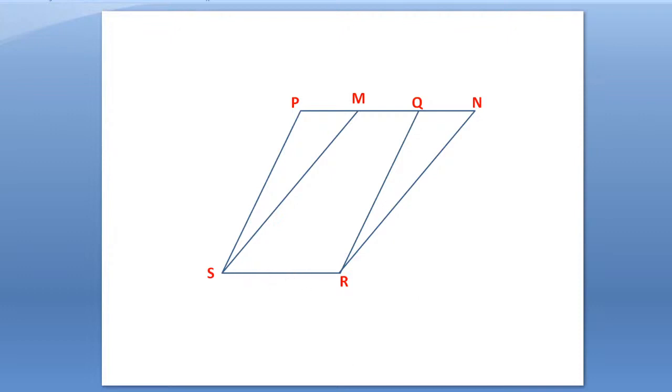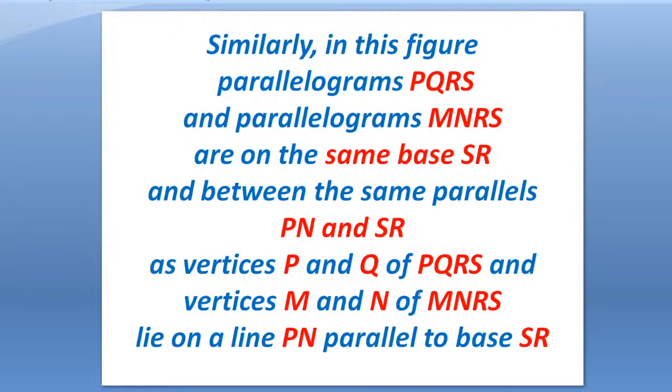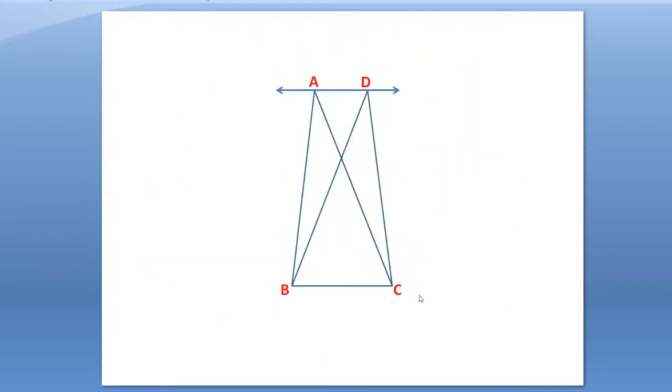Then you can say that these two parallelograms are on the same base and in between the same parallels. Now again, see this figure. So two triangles, triangle ABC and triangle DBC. Again, ABC and DBC.